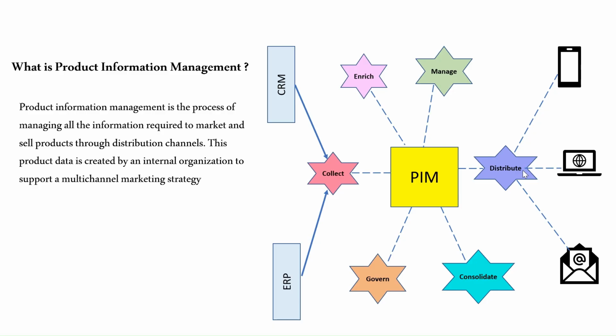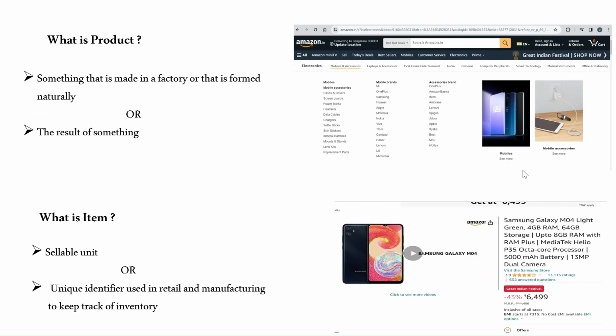This is the role of product information management. So I hope now you have some idea about what product information management is. In the upcoming slides we will see different parameters of PIM, and I will show you the actual website and how it is related to PIM. So let's move on. In PIM, the major things are products and items. First we have to understand what a product is.